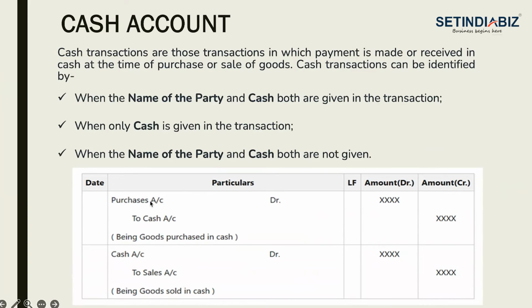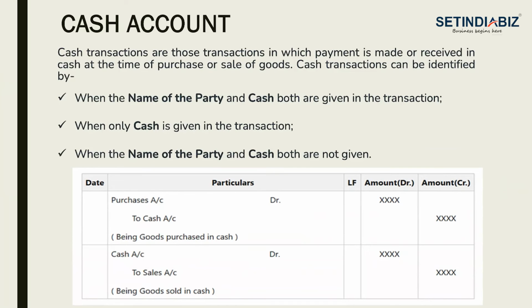But what are the other entries we can think of? Like rent is being paid. So rent is an expense. When an expense is increased, it is debited. When cash is decreased, asset is decreased, it is credited. So rent account debited to cash.